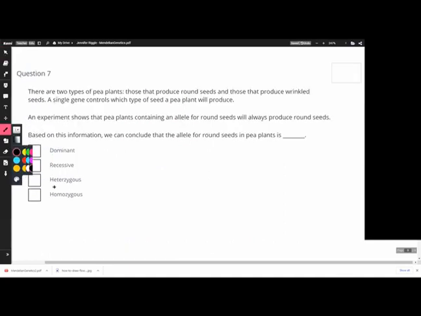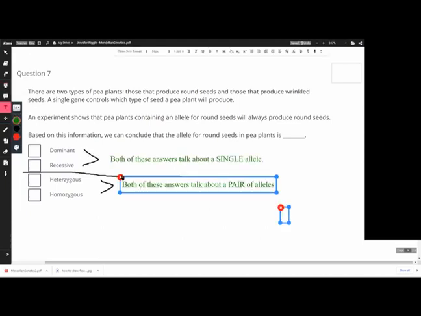Okay, before we start this one, I'm going to draw a little line right there. And I'm going to say that these two right here, heterozygous and homozygous, are talking about a pair of genes. So the dominant and recessive, those are going to tell you about one specific allele. Heterozygous or homozygous, those are going to tell us about 2 different alleles.